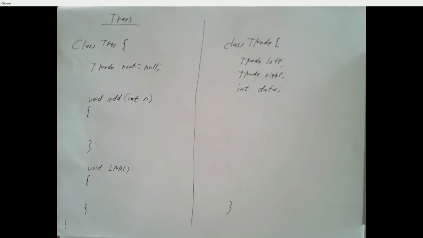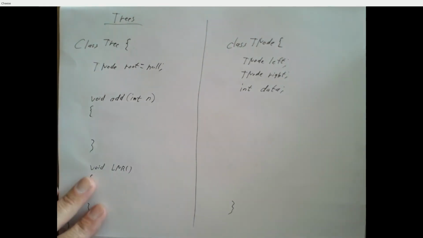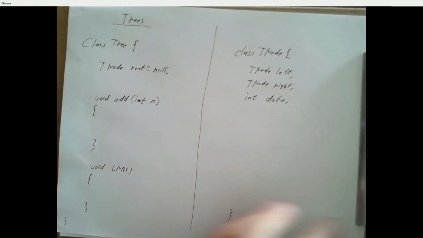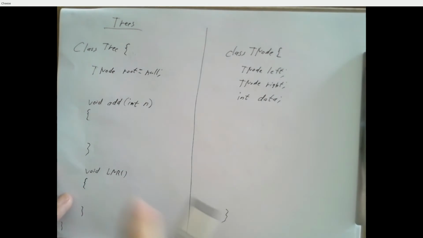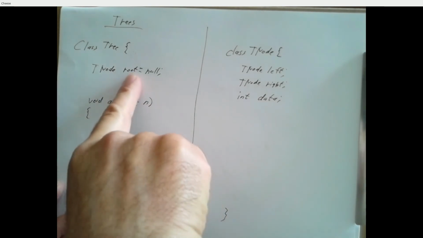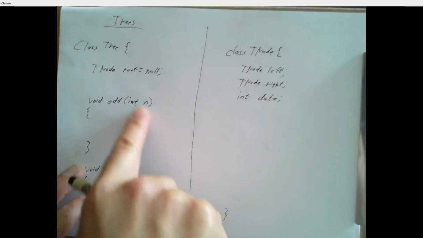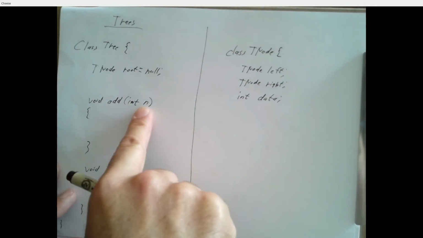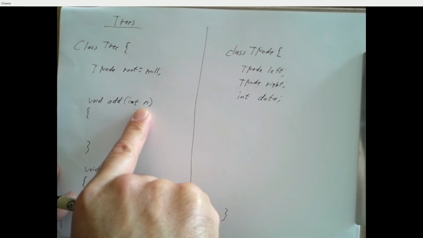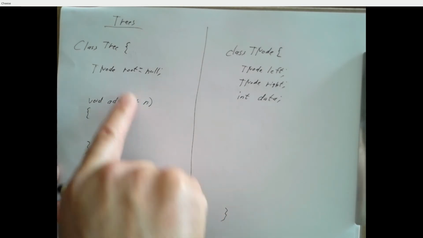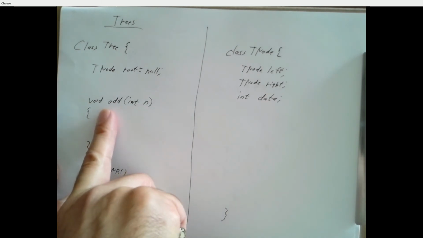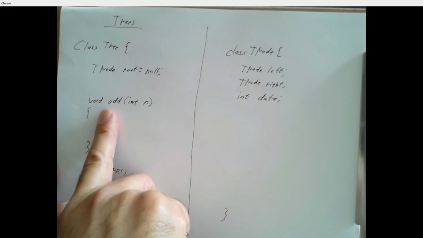So let's think about our add routine here. Our add routine is a method inside the tree class. And we might try to write something like, if n is bigger than root.data, assume root's not null, if n is bigger than root.data, then we want to insert into the right child of root, which we would do recursively by saying root.right.add. But root.right is not a tree. Right? Root.right is a tree node.